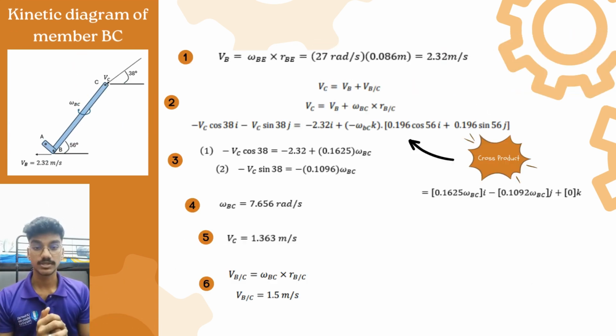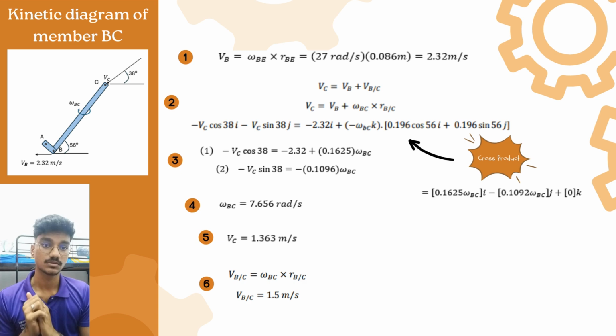Now let's look at the kinematic diagram of member BC. Firstly, we need to find the velocity of B. The formula will be vB equals the angular velocity of BE times the position vector of BE. So we will get 2.32 meters per second. And then we need to find the velocity of C, where the formula will be velocity C equals velocity B plus velocity C relative to B. Okay, now let's arrange the equation.